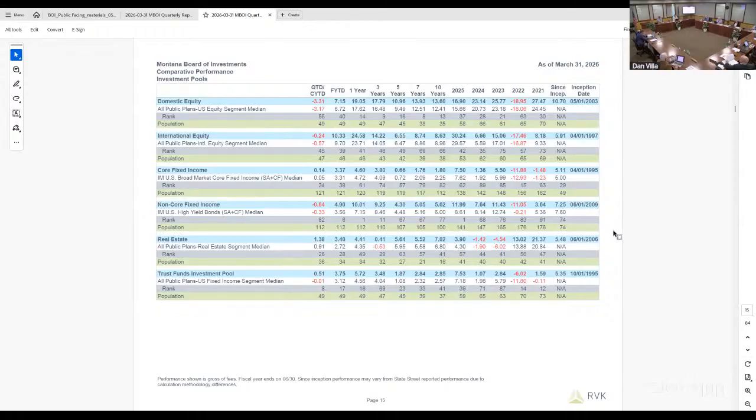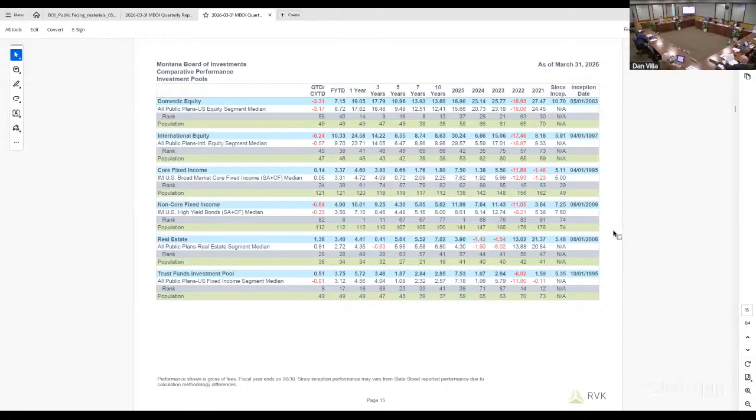And your core fixed income has been close to median, recently above median, a little bit below in prior periods, because some of those fixed income peers actually have high yield in them too, and emerging markets in them too, and convertibles, and you don't. So you have a bit of a different structure. Your non-core fixed income's done pretty well, especially in nearer term periods, ranking extremely well. The quarter a little bit behind.